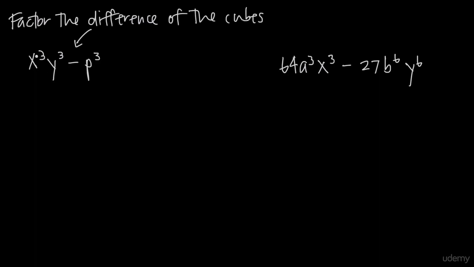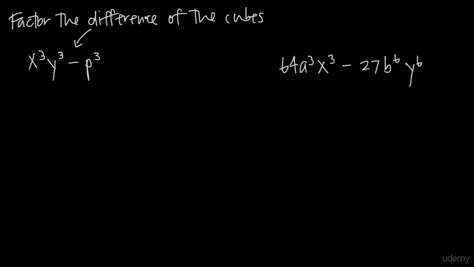So for example here, x cubed times y cubed, well, the cube root of x cubed is x because x times x, 3 times, right, is x cubed. The cube root of y cubed is y because y times y times y gives us y cubed, which means the cube root of x cubed y cubed, the whole term, is those two things multiplied together, xy. The cube root of p cubed is just p because p times p times p gives us p cubed. Both of these are perfect cubes and we have a difference.